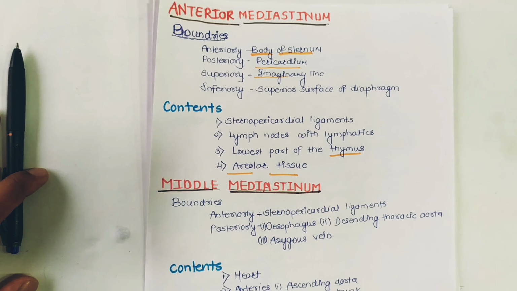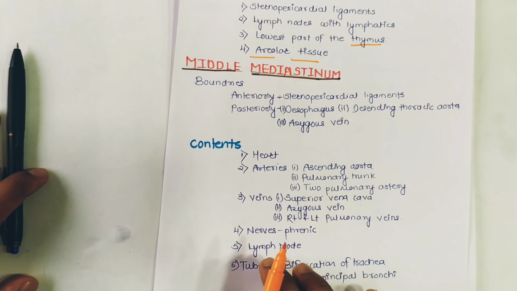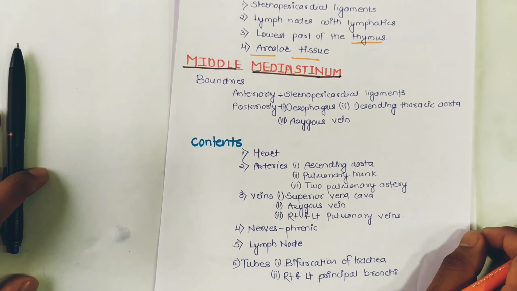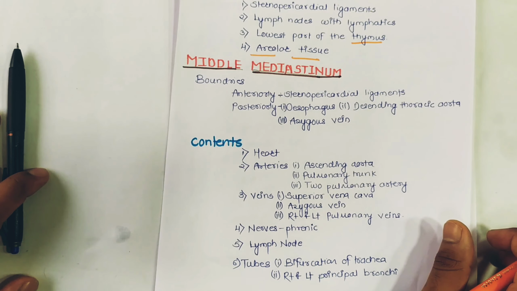So these are the contents and the boundaries of the anterior mediastinum. Now we are going to see the medial mediastinum. Medial mediastinum is very important because its main content is the heart and its pericardium. Boundaries: anteriorly there are obviously the sternopericardial ligaments coming from the sternum.